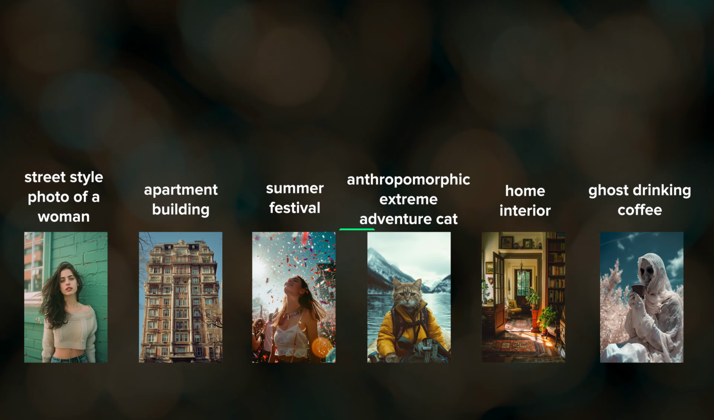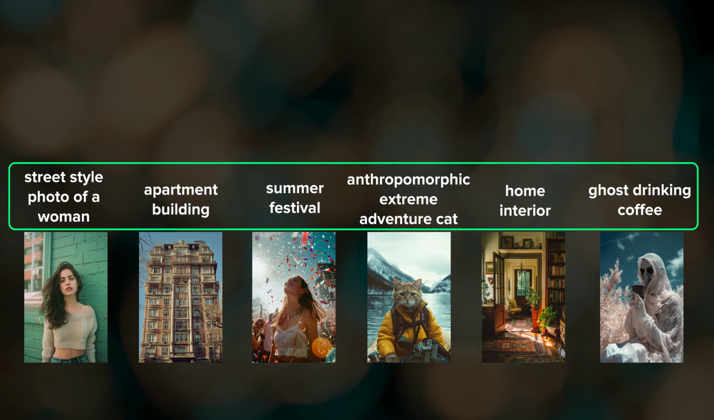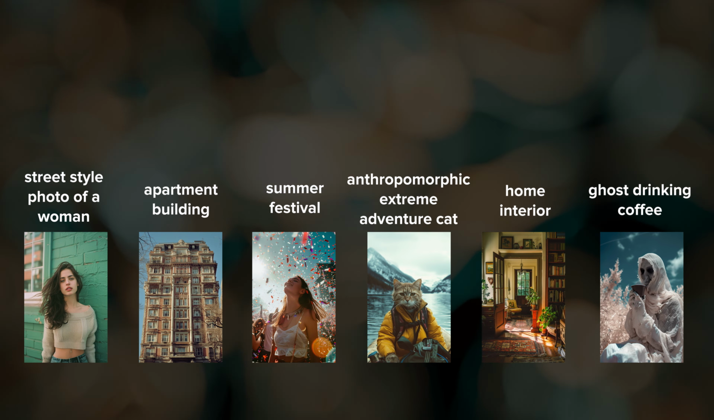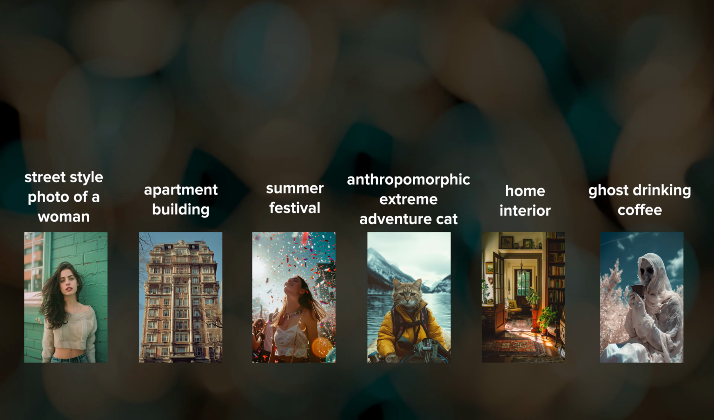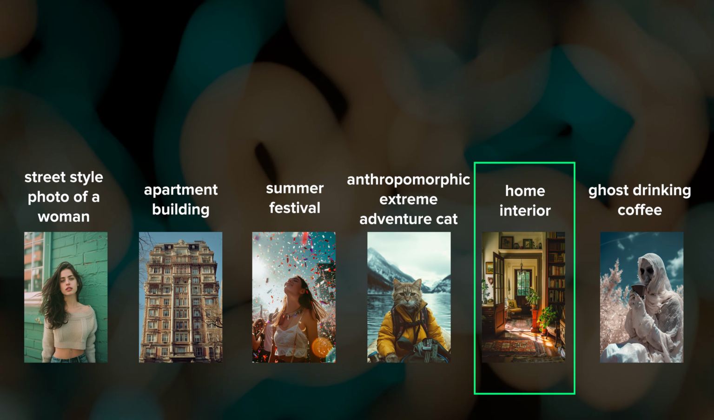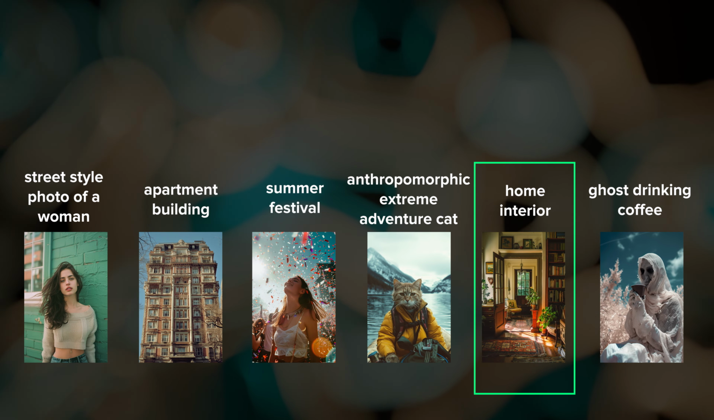Just like in the first video, I will show 6 subjects across the different styles. These are the same subjects that I used in the first video with one exception. I replaced Forgotten Realm with Home Interior because I think the results are a bit more useful.